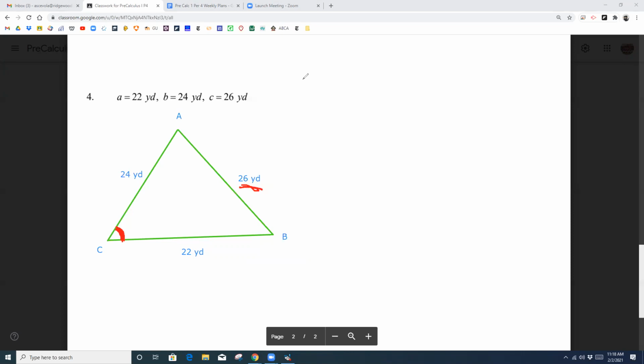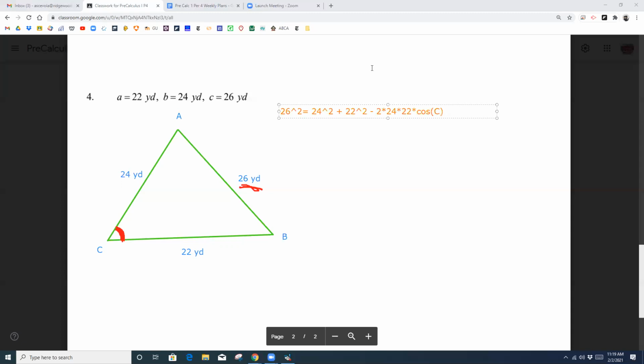All right, so we're going to set this up now. I'm going to let 26 be side C. So that's going to equal side A squared plus side B squared minus 2 times side A times side B times the cosine of angle C.